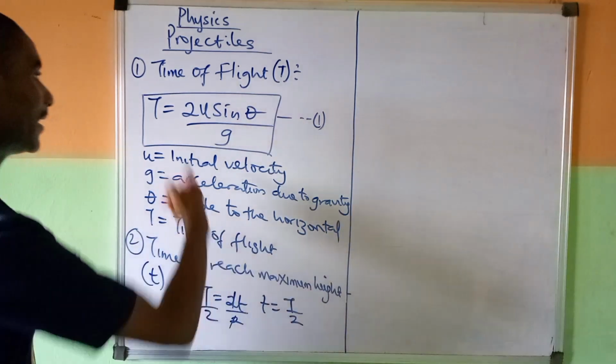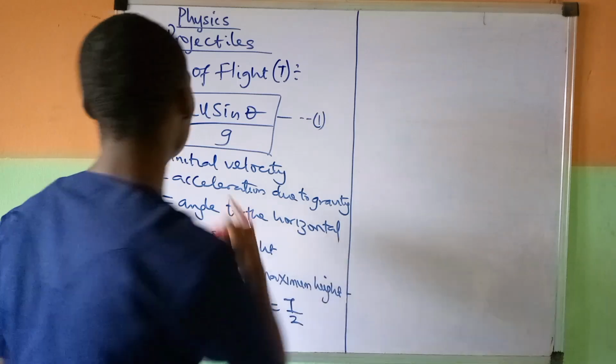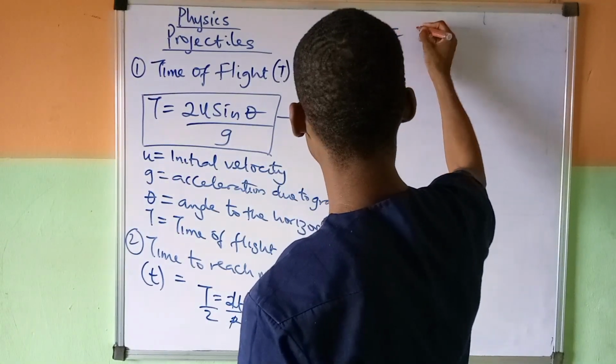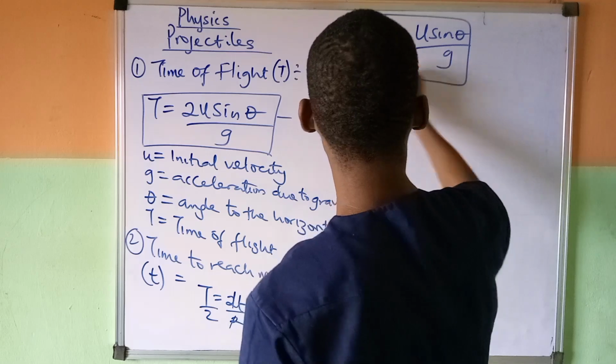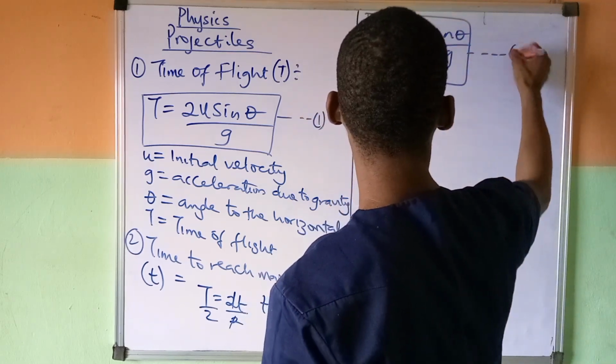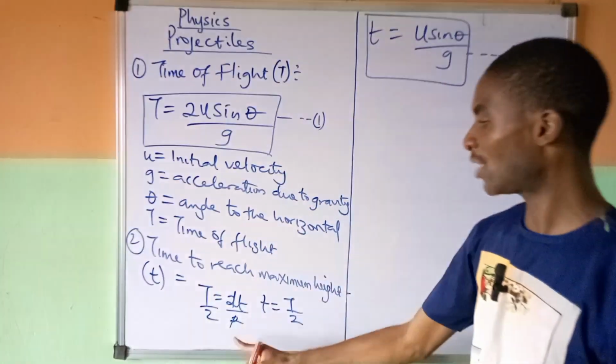So if that is the case, the formula for my time to reach maximum height is going to be small t is u sine theta over g. I don't need the 2 because the 2 has been divided.